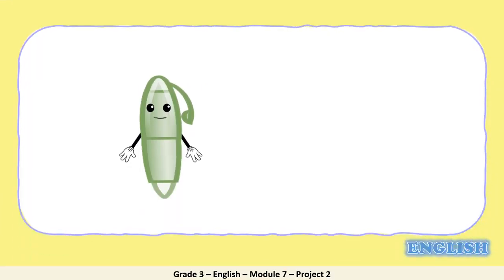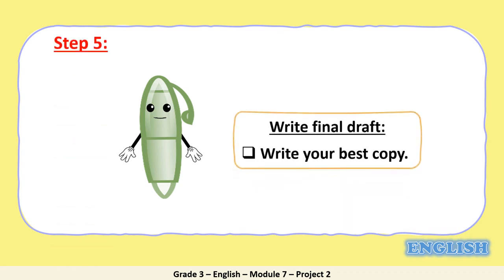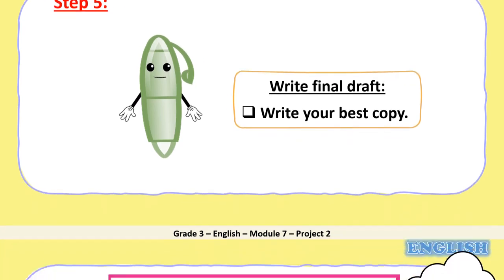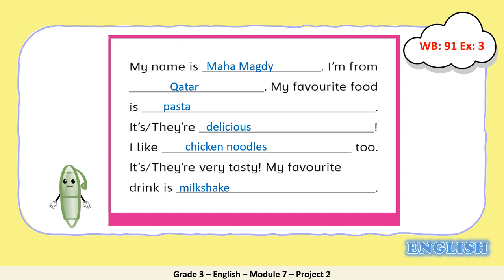Finally, we reach the last step. Write your final draft. Do your best to make your writing special and use nice handwriting. I finished writing my final paragraph after correcting all my mistakes. Now you can do the same, but don't forget to use nice handwriting and leave spaces between words. You can pause the video here to take a look at my final paragraph and take your time to write your own too.